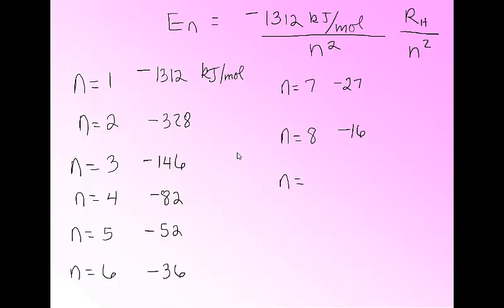A couple of things to notice. First off, further away from n equals 1, which of course is the principal energy level, the further away you go, notice that the energy is increasing. It's getting closer to 0. Also notice that they are all negative signs, and we're going to discuss this in a minute.